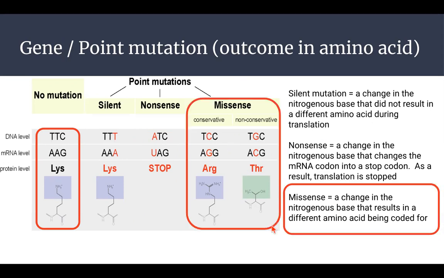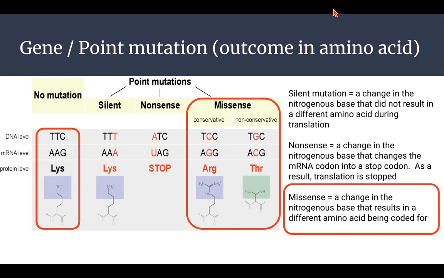Missense, if we look at this, is when you have different amino acids produced. So you can see for both of these sequences, we had a mutation, and the protein produced from that is arginine or threonine, however you want to pronounce it. However, for the missense mutation, there are two types. One is called conservative, the other one's called non-conservative.